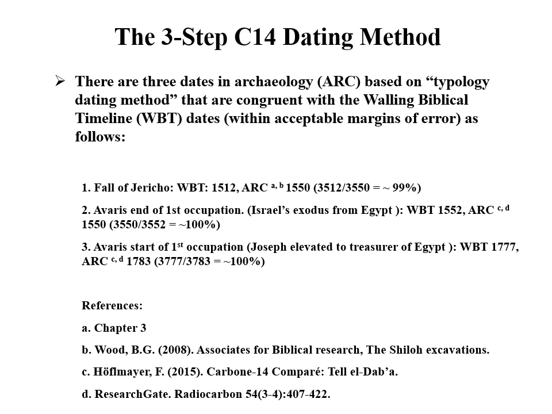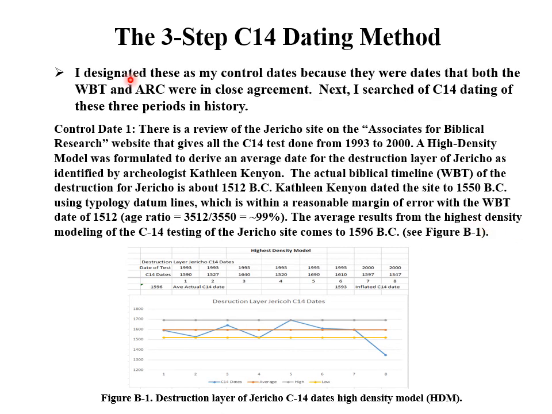So this is archaeology matching the Wallen biblical timeline. 3 solid points. I designated these as my control dates. Always got to have a control. You always got to have control dates. Control science. In science, you always got to have controls, okay? And later on, when we start talking about other sciences, we'll see where the secular scientists fail to get the controls. They're control groups. All right, so I designated these as my control dates because they were dates that both the Wallen biblical timeline and the archaeological dates were in close agreement.